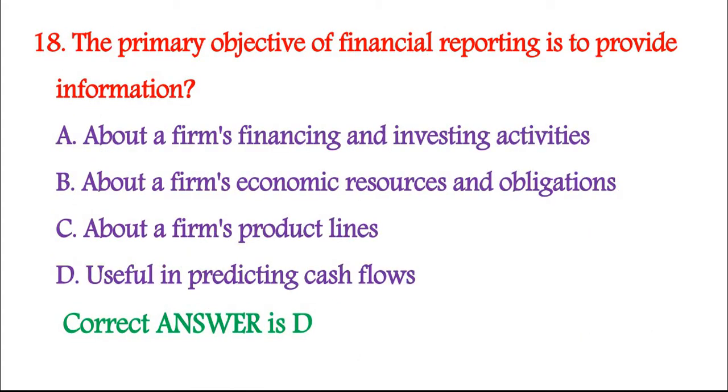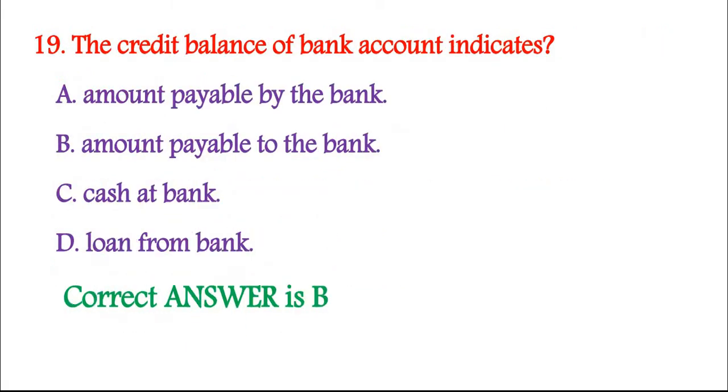18. The primary objective of financial reporting is to provide information: A. About a firm's financing and investing activities. B. About a firm's economic resources and obligations. C. About a firm's product lines. D. Useful in predicting cash flows. Correct answer is D. 19. The credit balance of bank account indicates: A. Amount payable by the bank. B. Amount payable to the bank. C. Cash at bank. D. Loan from bank. Correct answer is B.